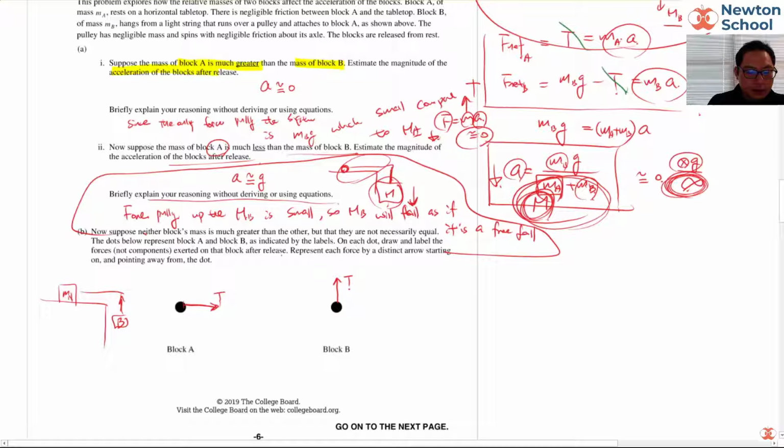Because even if B has very small mass, it will still slide down since there's no friction pulling back. So this arrow has to be longer than this. You can say F_G is m_B g. Then you have m_A g, which is the gravity. Then you have the normal force, which is the same size as this.